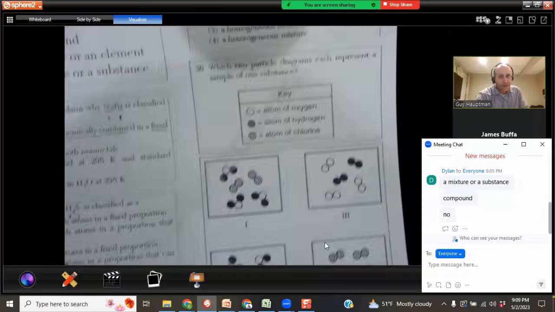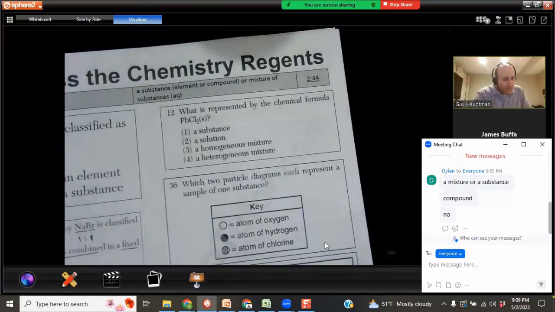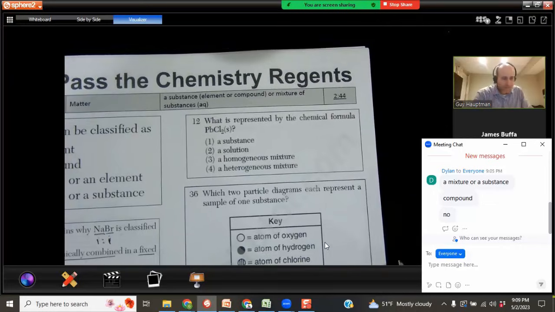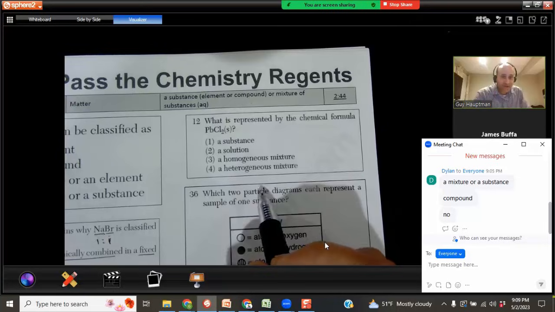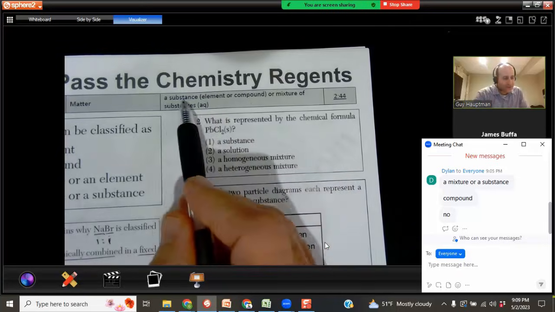Very good. So I'm going to shift over to this side here. What is represented by the chemical formula PbCl2? What do you guys think? So notice the word compound is not there, but a compound can be classified as, if we look right over here, a substance.